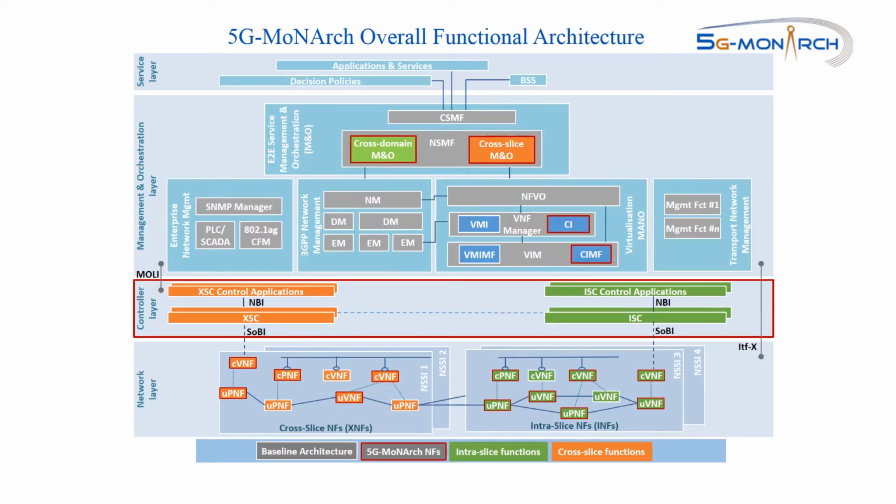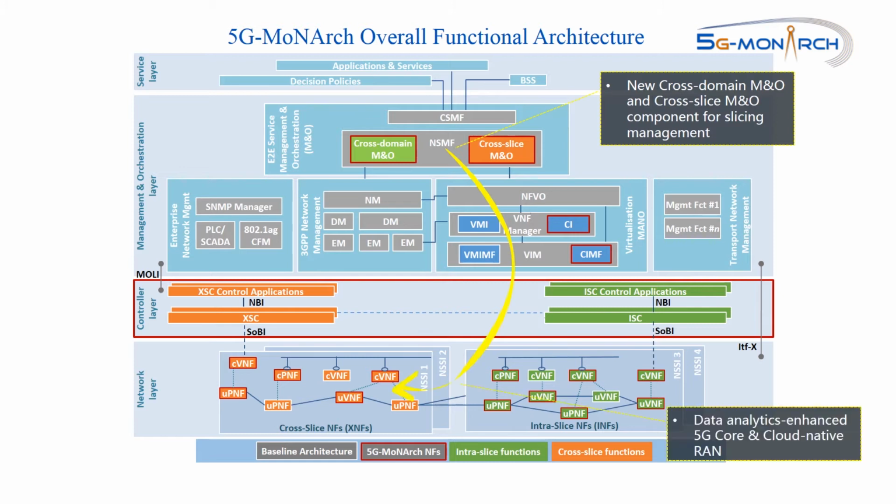Network slices are tailored logical networks sharing one common infrastructure. This requires a flexible and adaptive architecture design. To this aim, 5G-MoNArch provides end-to-end solutions spanning from cross-domain, cross-slice management orchestration, data analytics enhanced core network, to a cloud-native protocol stack in the radio access network.